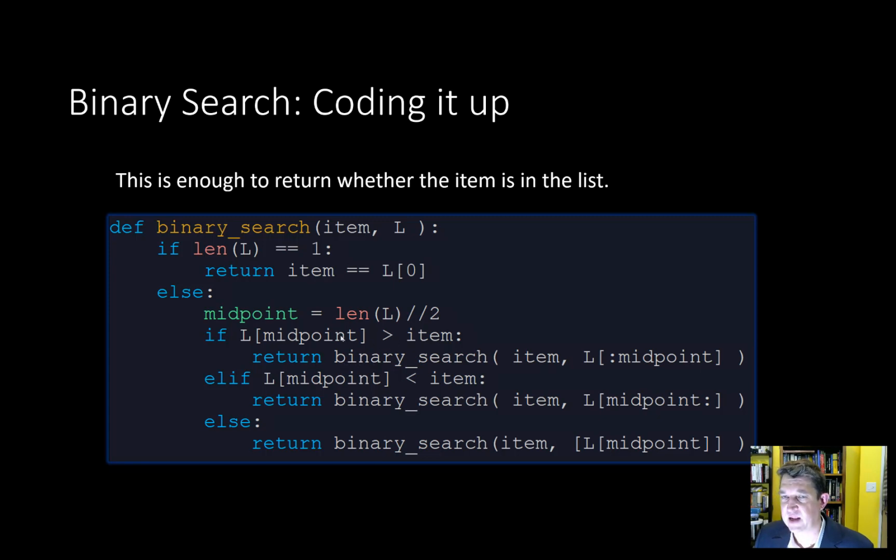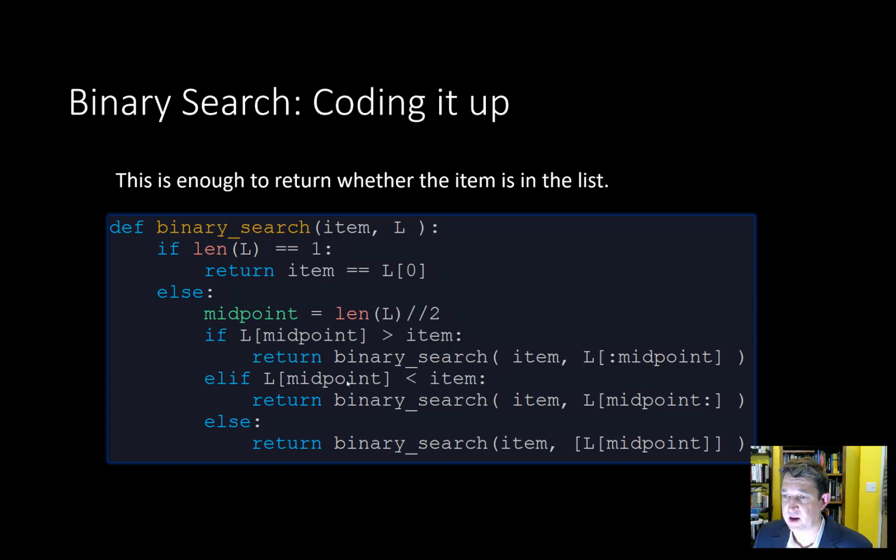So if the item we're looking for is less than the item that we found at the midpoint, then we're going to call binary search on a smaller version of this problem. And it's smaller because we're going to use list slicing to just give it the first half of the list. Remember list slicing from our lists and arrays lecture. We're going to use this to give up to the midpoint of the list to the next call.